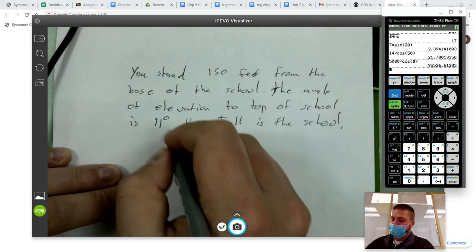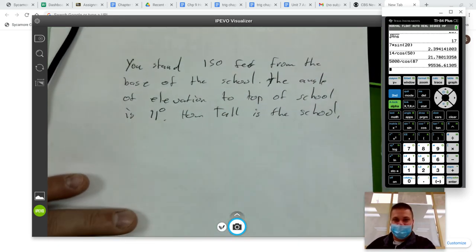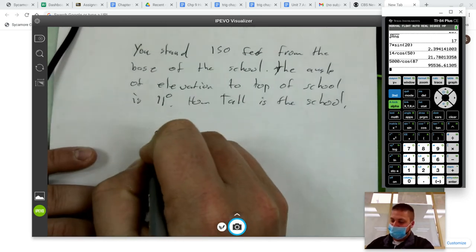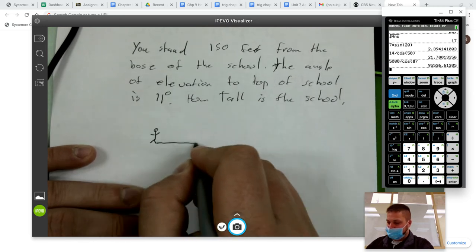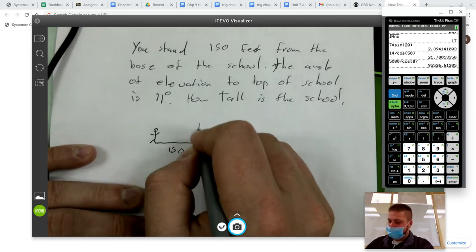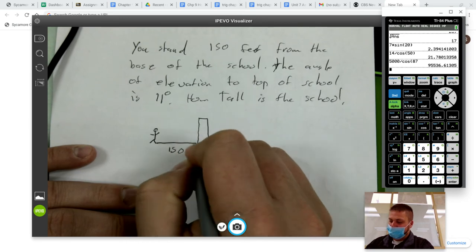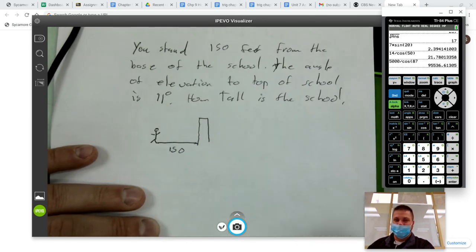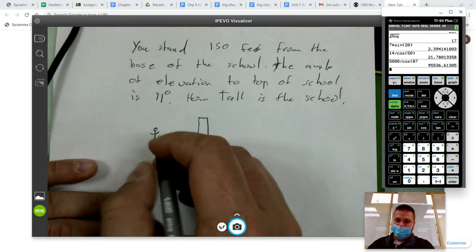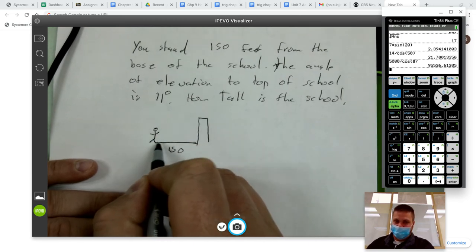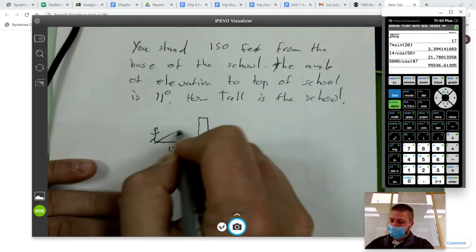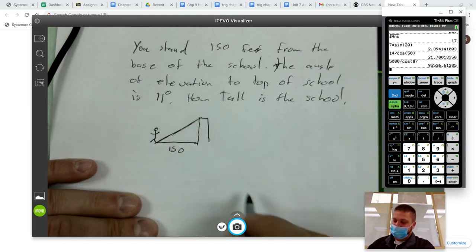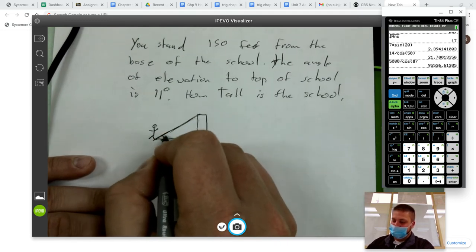I just made this up, so I don't know if these numbers are realistic, but here we go. Let's draw a picture. Here's me. I'm 150 feet from the base of the school. My angle of elevation goes from my horizontal line of sight, and you've got to act like your eyes are actually on the ground for one second. So we're coming up like this. The angle of elevation is inside this triangle at 11 degrees.